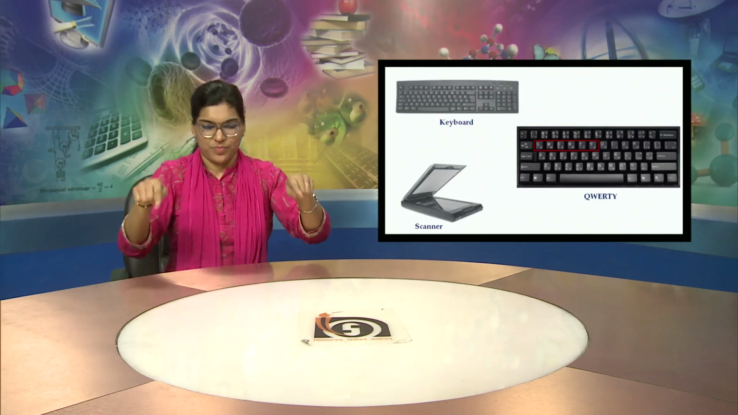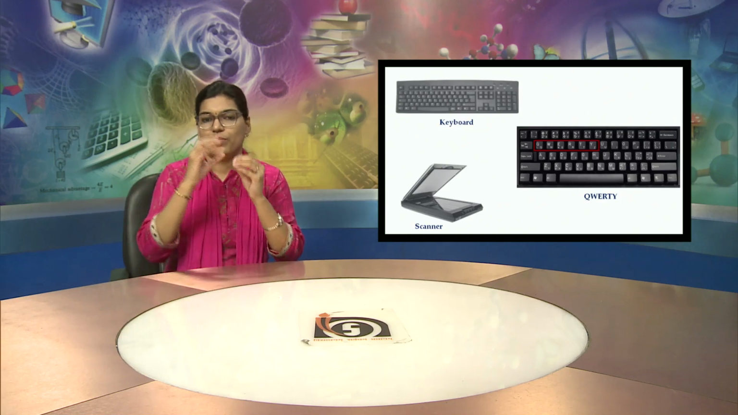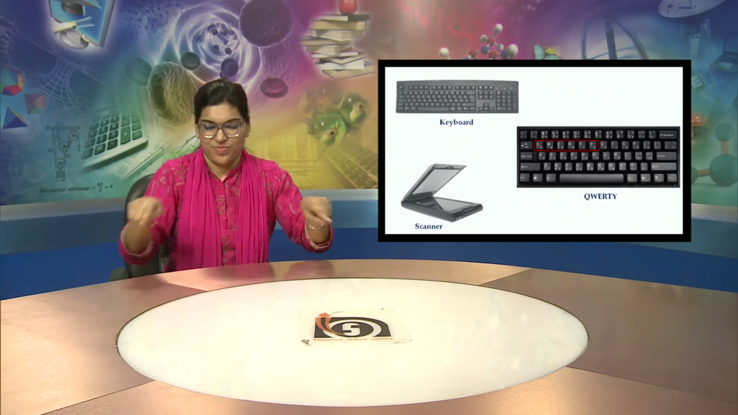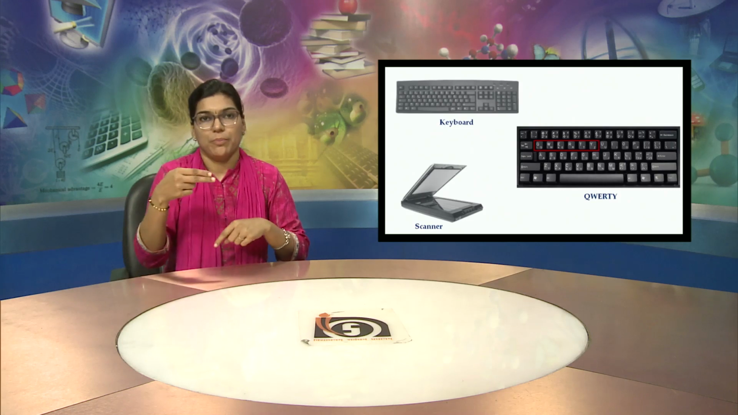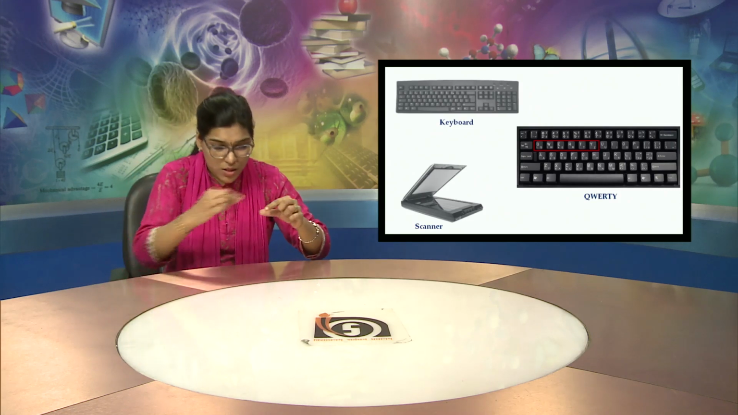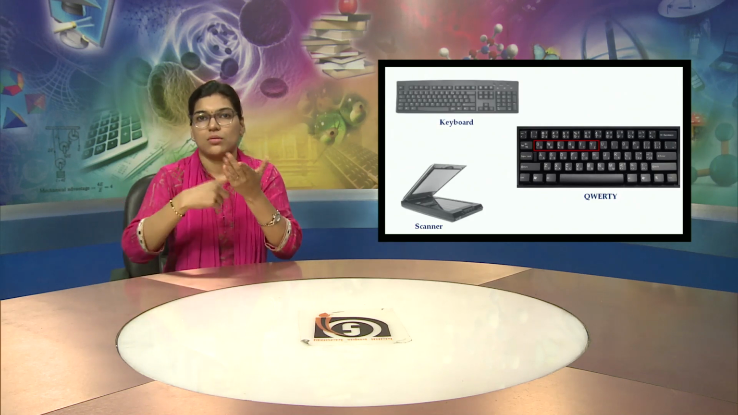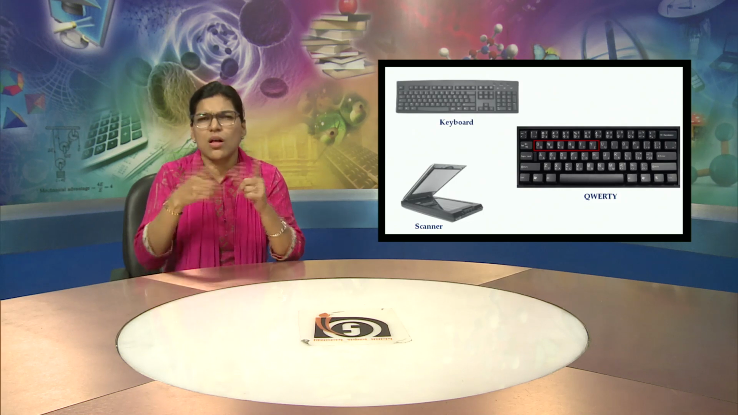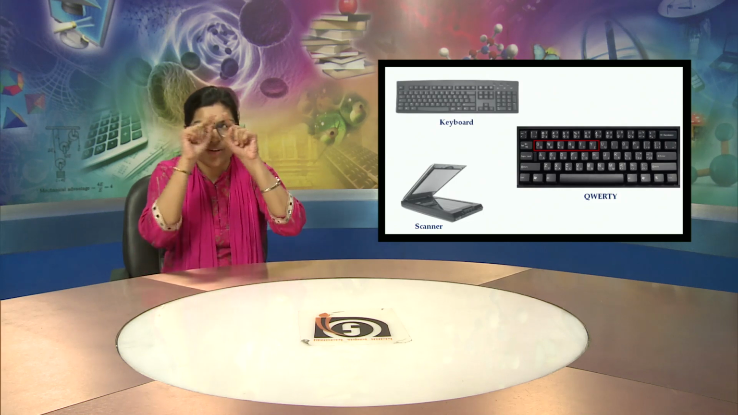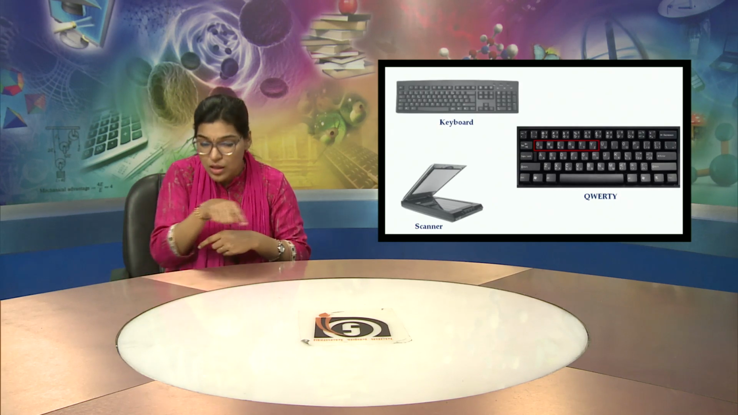Now, the image which you can see on the screen are of the input devices. The first one is keyboard. Its name is keyboard. The second image says a name written below that is QWERTY. It is because of the alphabets written under the red box you can see.